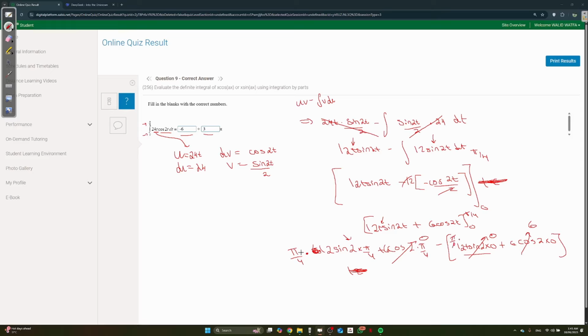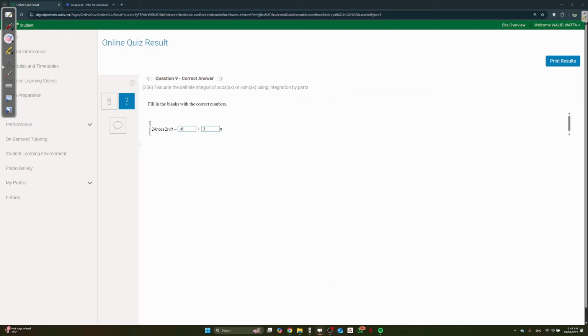Okay, so over here pi over 4, here you're gonna get 12. Now pi over 4 times 12 is 3 pi. Just do this on your calculator, you're gonna get 3 pi. Then here we said this is 0 and this is 0. And then minus 6 cosine 2 times 0 is 6. So 3 pi minus 6. This is your answer. Very easy.